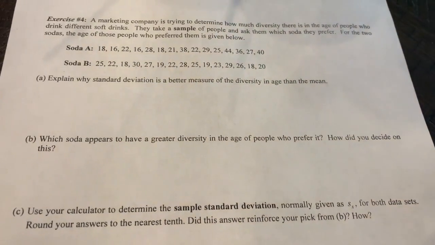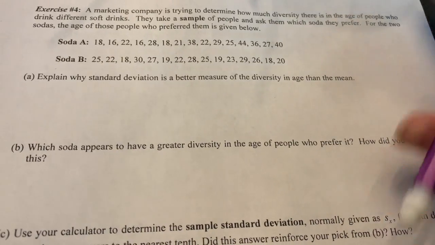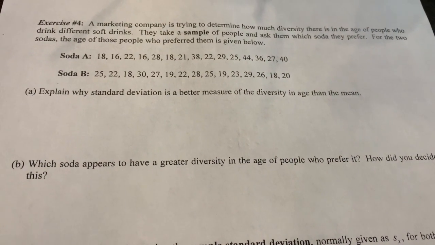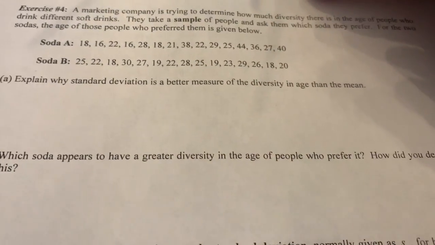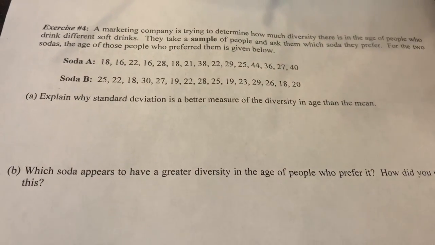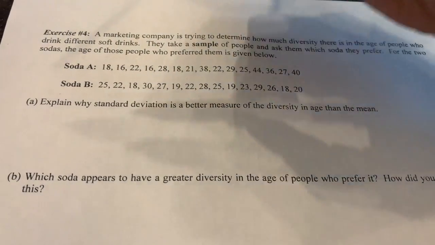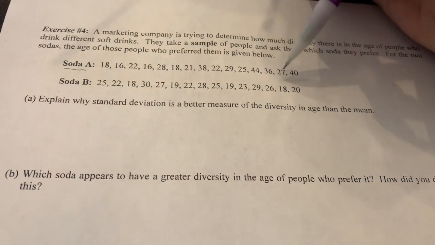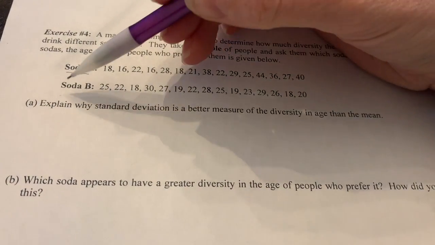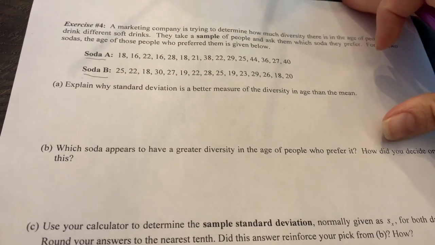Okay, so for exercise 4, we're looking at a marketing company that's trying to determine how much diversity there is in the age of people who drink different soft drinks. So what they do is they take a sample of people and they ask them which soda they prefer. So for the 2 sodas, the age of the people who preferred them is given below. So for the first soda, this is the ages of the people who liked soda A. And soda B, these were the ages of the people that liked soda B.